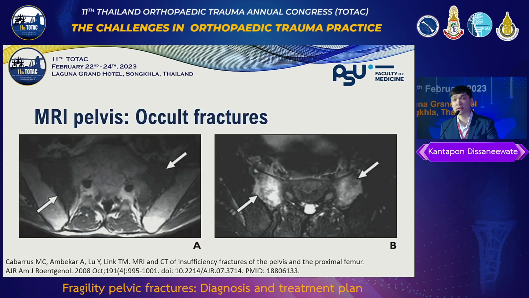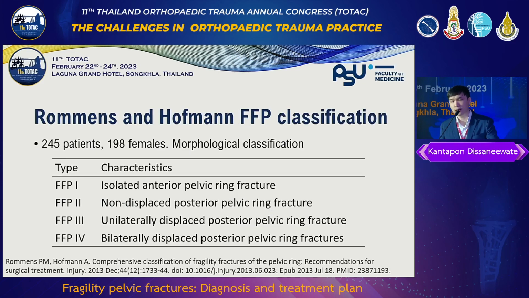In a patient where the CT scan does not give any more information, but the patient has a very severe clinical picture, maybe we should opt for an MRI pelvis to find the occult fracture. On the left-hand side is the T1, where you can see the bone bruise, and you can also see the fracture line on the T2. So Rommens proposed the classification for the FFP in 2013.